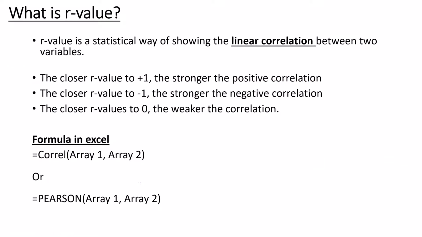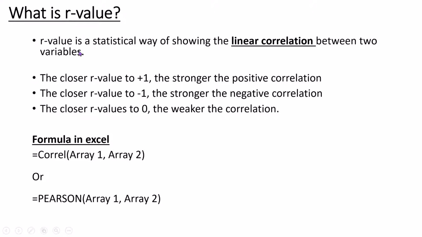First things first, what is an R-value? An R-value is a statistical way of showing a linear correlation between your IV and your DV. Generally speaking, it ranges between -1 and +1. As you can see here, the closer the R-value is to +1, the stronger the positive correlation between your IV and DV. The closer it is to -1, the stronger the negative correlation. And if it's very close to 0, that means there's a weak correlation or none.